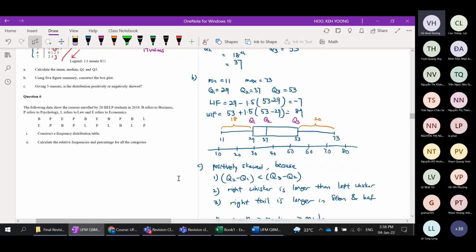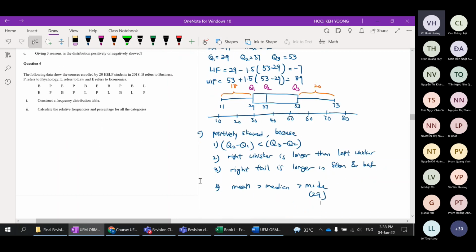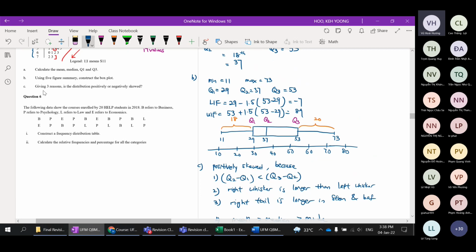Okay. Any questions? It's clear? All clear? Given three, that means we choose 3 or 4 to write out. Yes, correct. Good, because the question is asking for three reasons. So just write any three reasons.